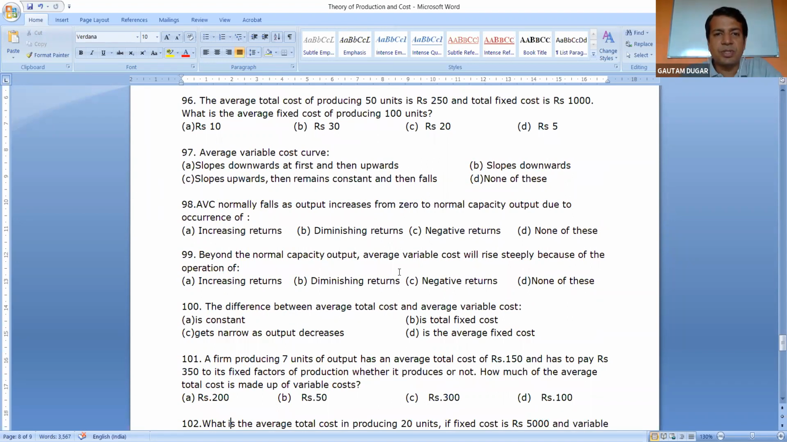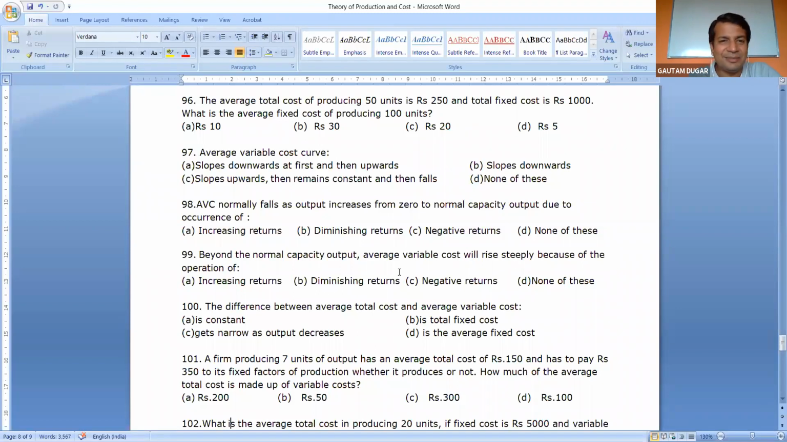Average variable cost curve slopes downwards at first and then upwards. So answer is A. Sanjana, you went wrong. Answer is A. Average variable cost curve is U-shaped. We discussed, isn't it? So if it is U-shaped, then how can it be C? Slopes upwards, it's not possible. Average will go first downwards, constant, and then upwards. So it is U-shaped, and it's an A. Abhishek saying you're right.